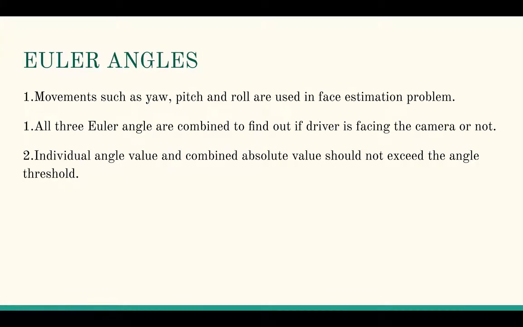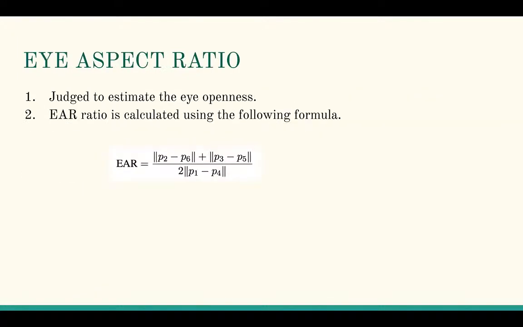The Euler angles have been calculated to detect the movements, to see if the driver is facing the camera or not. There are three movements which can be detected using the Euler angles. Finally, the absolute value of all three angles is taken, and individual values are also compared to see if they are less than the threshold, and the total absolute value is also compared, to determine whether the driver is facing the camera or not.